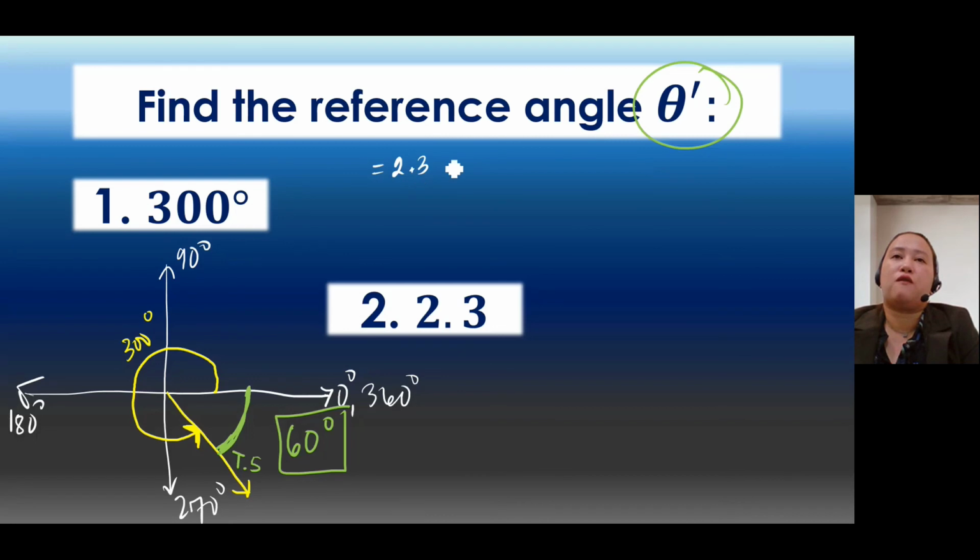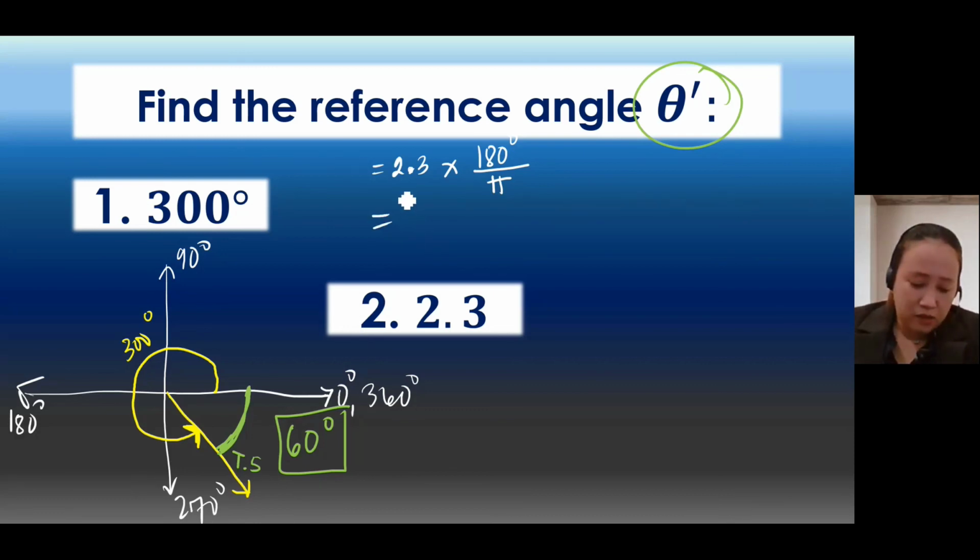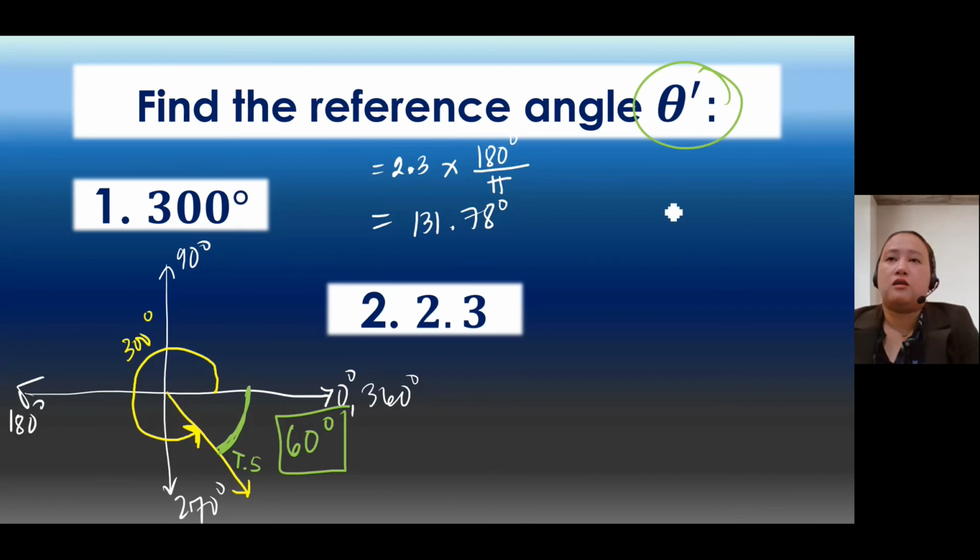In conversion, as what we discussed a while ago, since this is in radian, multiply it with the fraction in which the denominator is in rad. So we do have here the pi, and the numerator is 180 degrees. So 2.3 times 180 degrees over pi is 131.78 degrees.